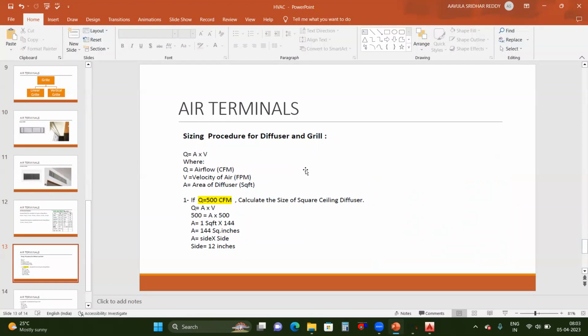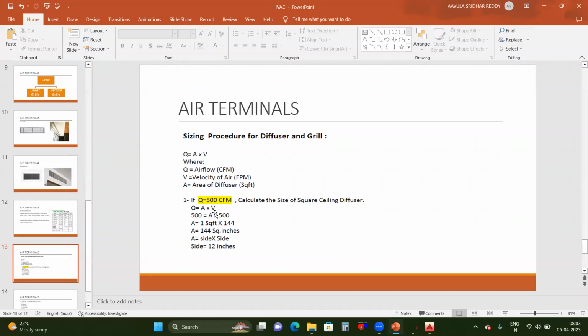So if Q equal to 500 CFM, calculate the size of square ceiling diffuser. Okay, so square means equal on four sides. So we need to calculate the diffuser size. So what is the formula we need to use? So that is Q equal to A into V. So we have taken the formula here, and what is the Q value? CFM is already given in the question, that is 500. So 500 equal to A into V.